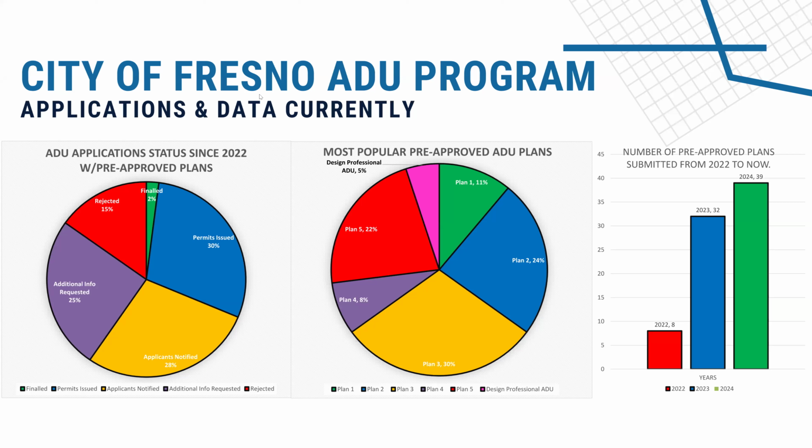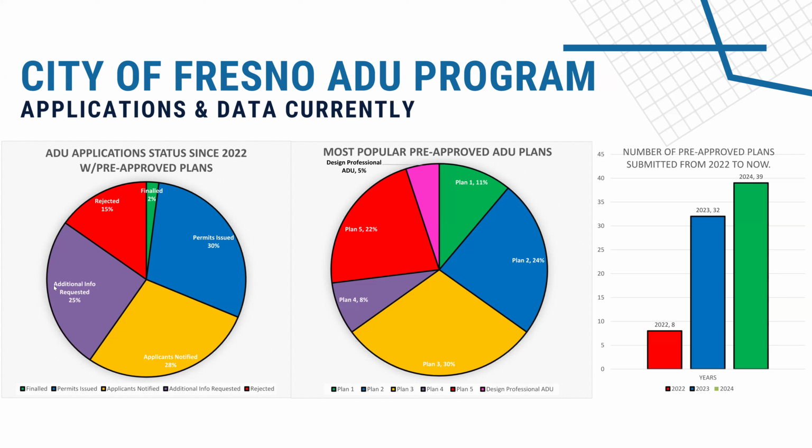So to give you some data, since 2022, we've had about 80 applications. 2% of them have been finalized. 30% of them are issued and currently being constructed. 28% have been reviewed. So they've come in, we've reviewed them, and they have correction comments, so we're waiting for the applicant to come back.